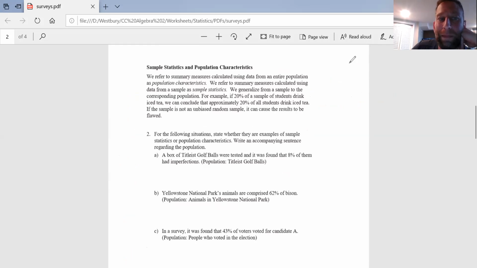Sample statistics and population characteristics. We refer to summary measures calculated using data from an entire population as population characteristics. We refer to summary measures calculated using data from a sample as sample statistics. We generalize from a sample to the corresponding population. So this is important, what it's saying here. We generalize from a sample to the corresponding population.